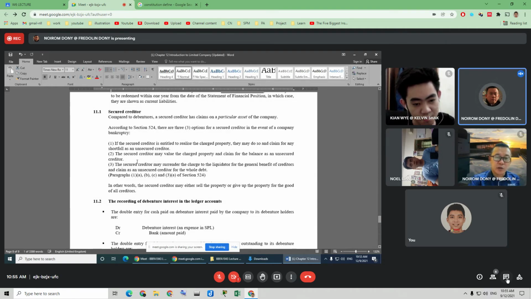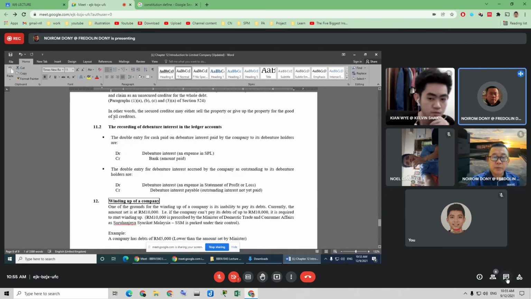And if the secured creditor is very generous, they surrender the property to the liquidator in times of liquidation, and the proceeds will be divided among the other creditors, with them claiming as unsecured creditor for the whole debt. In other words, the secured creditor may either sell the property or give up the property for the good of all creditors. So they are given an option by this section 524. Now, when we provide debenture interest, these are the double entries.